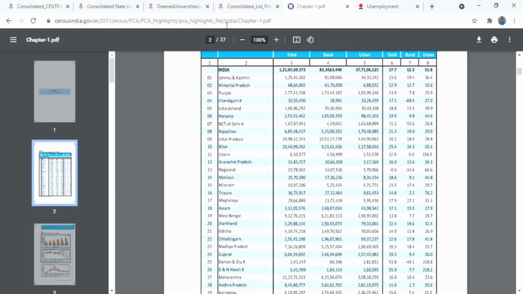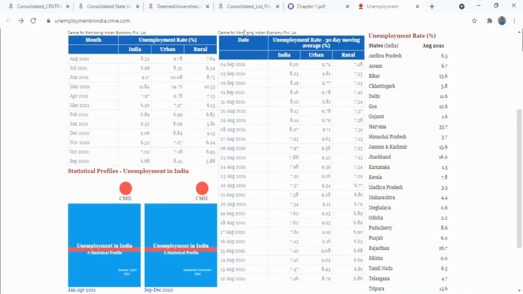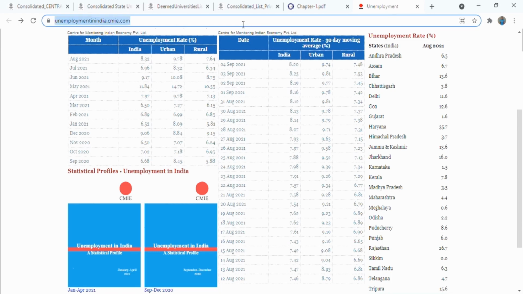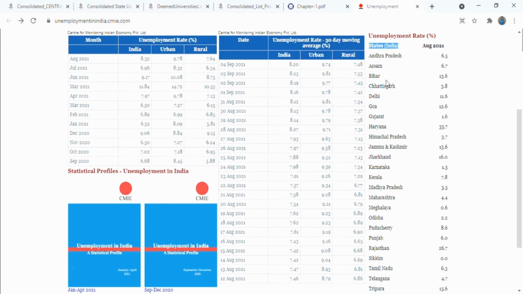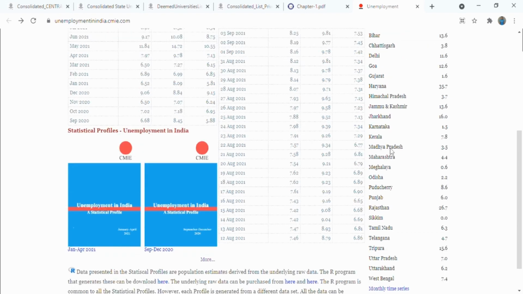For population data, I have used a census website, which is censusindia.gov.com. Here you can get population distribution of each state, and at last you can see unemployment data, which I took from CMI site, which is a think tank in India, and they publish data on unemployment. And here you can see all the unemployment data distribution among states.